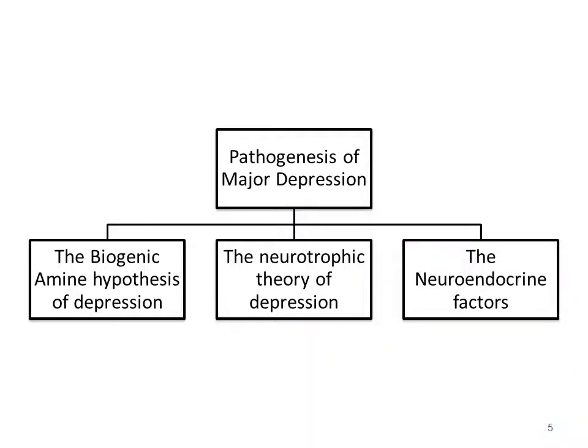The pathogenesis of major depression is complex and a lot of research is still being done. In this slide, I'm going to share with you some information regarding the three common theories that are used to explain the development of this disease. The first one is the biogenic amine hypothesis of depression. Secondly, the neurotrophic theory of depression. And the third one, the neuroendocrine factors.